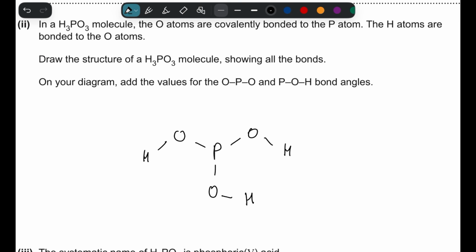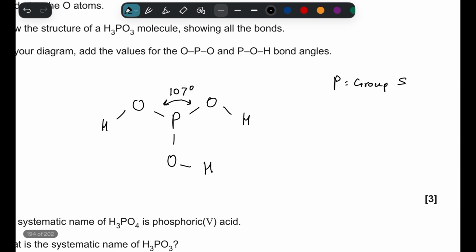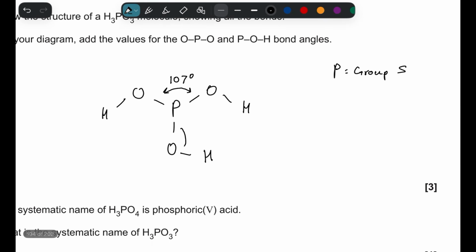Now, in terms of our knowledge of bonding, going back to module 2, what we should know about phosphorus is it's in group 5, right? So it has 5 electrons in the outer shell, meaning that it has a lone pair of electrons. Yeah. So we need to know what the bond angles are here. So this one is going to be 107 degrees because it's trigonal pyramidal, with 3 bonding pairs and 1 lone pair. And then this one here is going to be 104.5 degrees because oxygen has 2 lone pairs as a central atom. Yeah. And because of that, you form a bent shape.